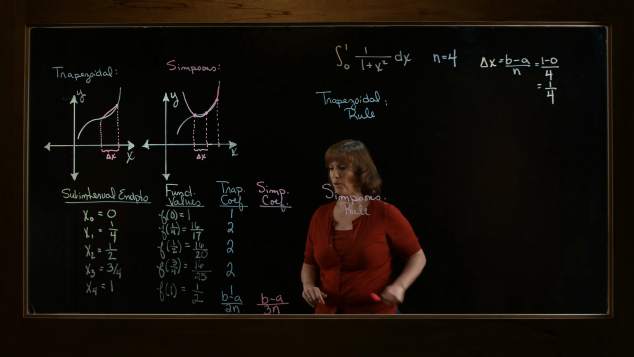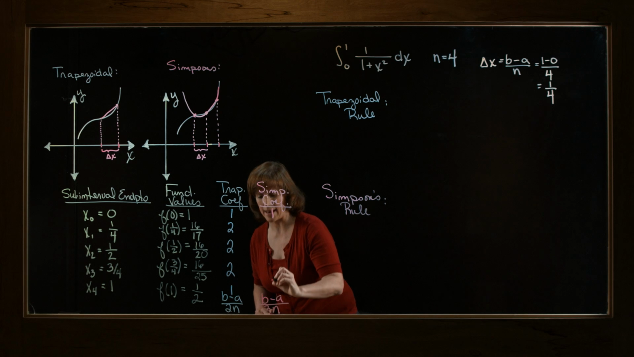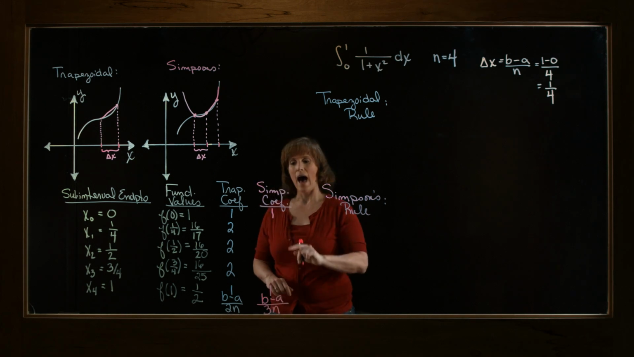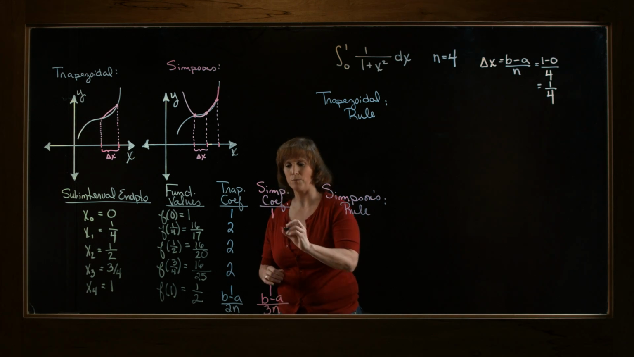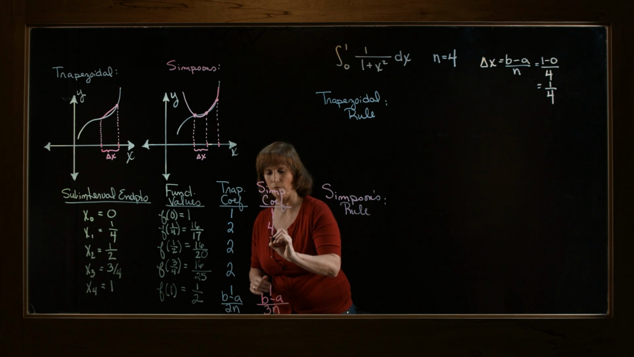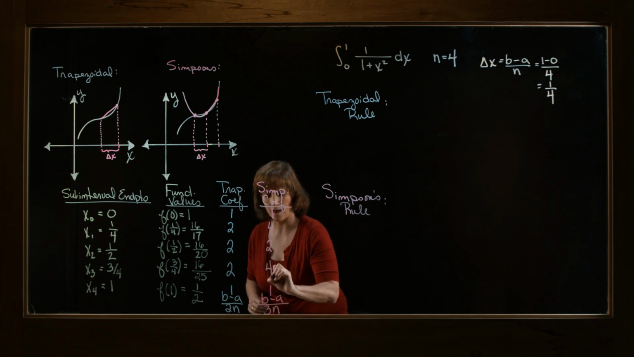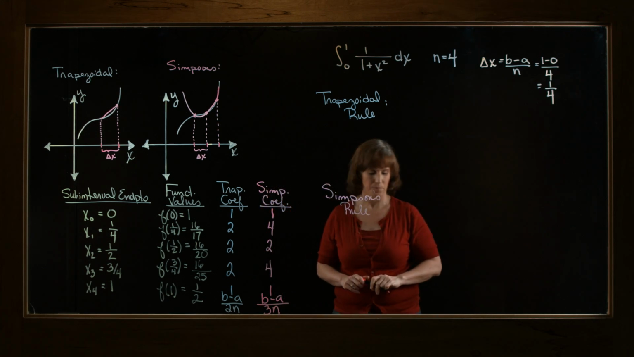For Simpson's rule, we begin and end with a 1. However, in between, we alternate between 4s and 2s. So we'll have a 4, a 2, and a 4, followed by a 1.